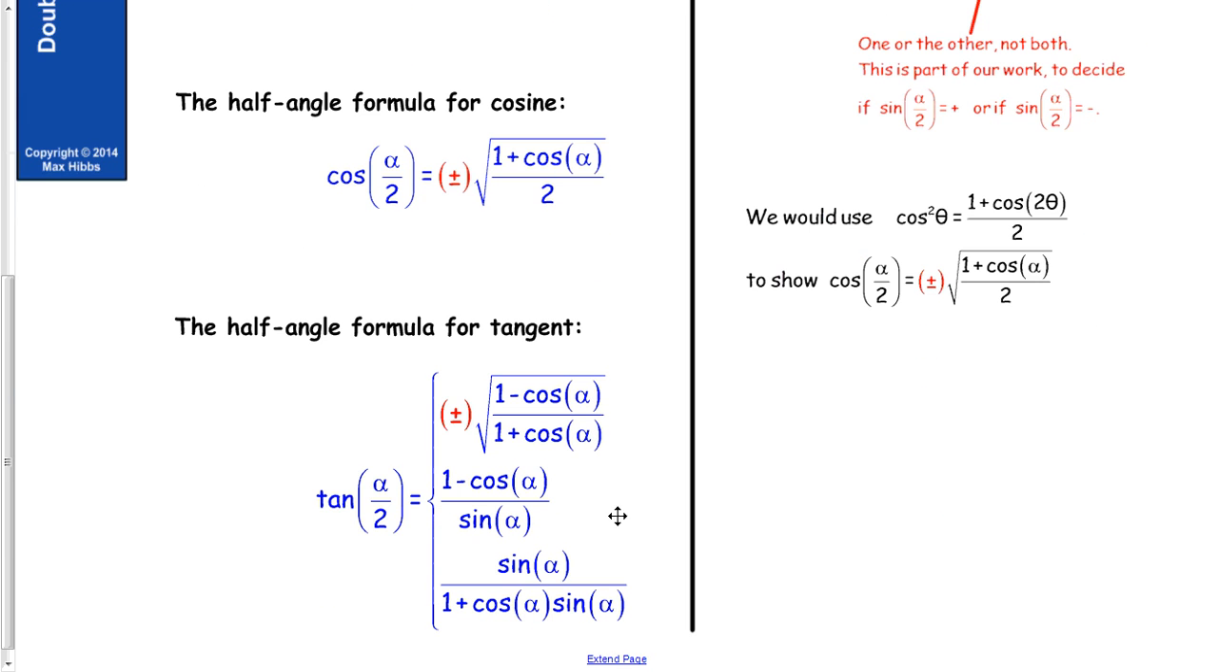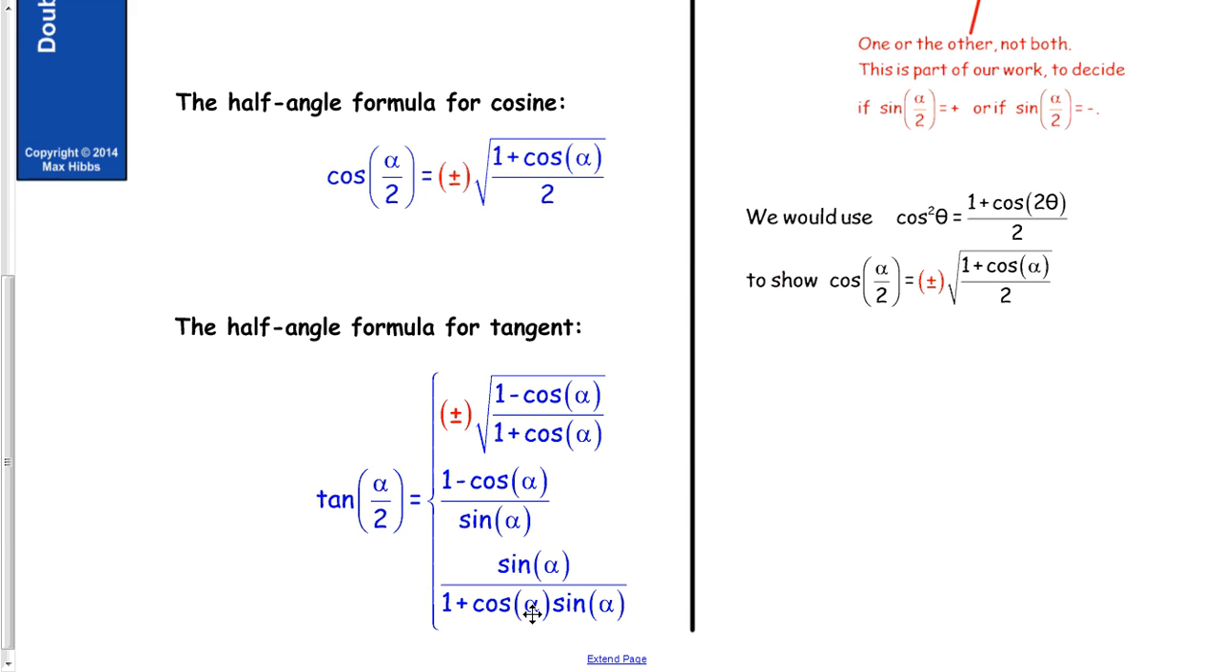Now, in the case of the half angle formula for tangent, we really have three possibilities. The tangent of alpha over 2, as you can see, is either plus or minus, and we'd have to make a decision, the square root of 1 minus cosine alpha over 1 plus cosine alpha. Or we could use one of the others, kind of like the double angle formulas for cosine. There are actually 3 different ones we could choose, and we use the one that is most appropriate to us.